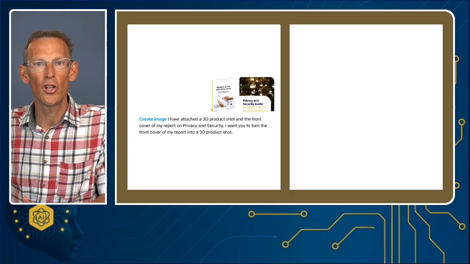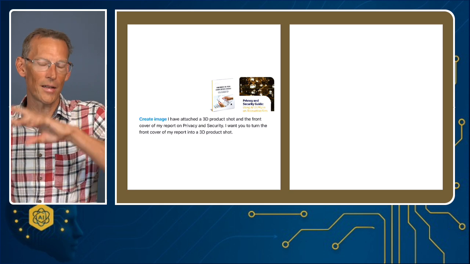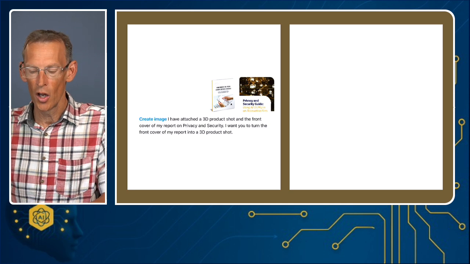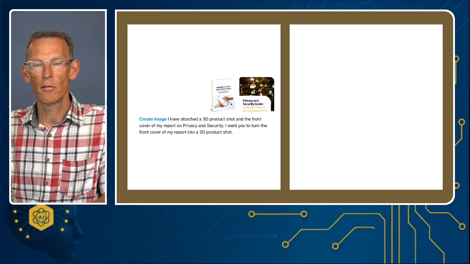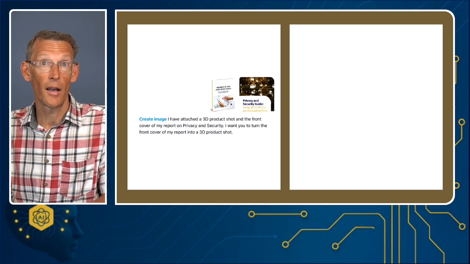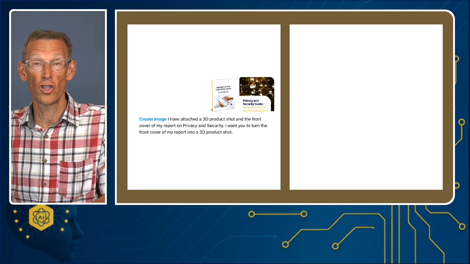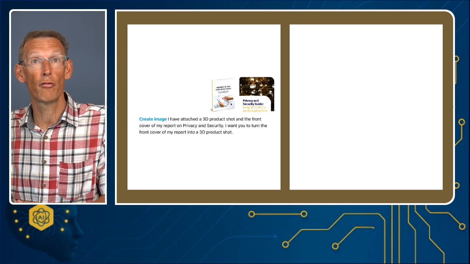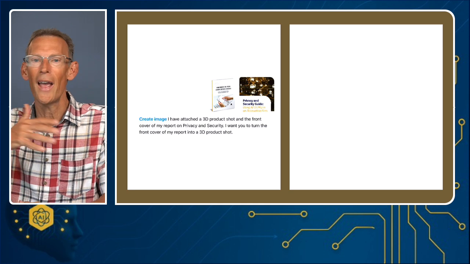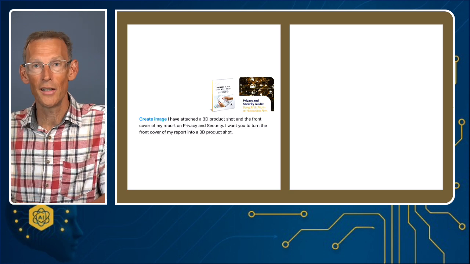So let me show you the prompt that I used. I said, I have attached a 3D product shot. That's the image on the left. That was a benchmarking report I did for the accounting profession back in 2014, and my designer at the time created that 3D product shot. I just grabbed that because I like it. It looks really good. It could be any 3D product shot. It doesn't have to be something of yours. You could get an image from many different places.